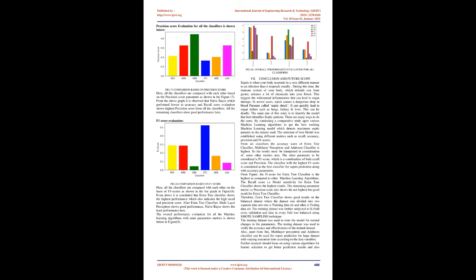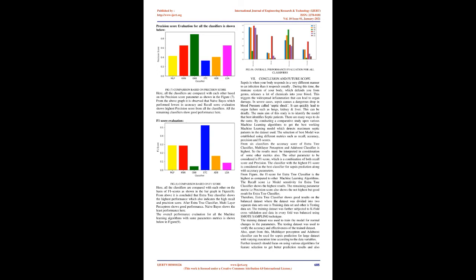Recall, i.e. model sensitivity, evaluation. Here, all the classifiers are compared with each other based on the recall, i.e. model sensitivity, parameter as shown in the bar graph. From the above graph it is concluded that extra tree classifier shows the highest sensitivity of all classifiers. Apart from that, MLP also shows good sensitivity but less than extra tree classifier. Naive Bayes and linear discriminant analysis show very poor results for sensitivity.